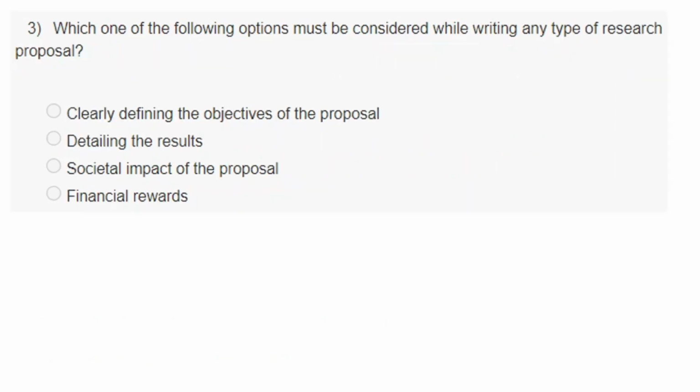Moving on to the next question. Which one of the following options must be considered while writing any type of research proposal?